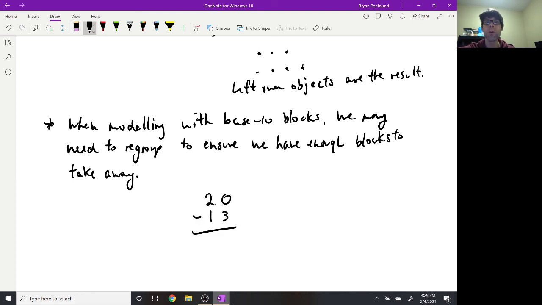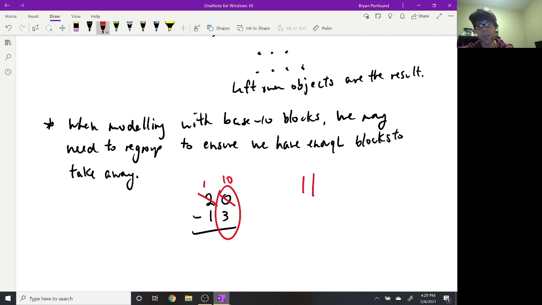If I actually want to go through the algorithm to do 20 take away 13, what we usually do is look at this first column and we go, okay, well, 20 is just 2 rods. But I don't have enough units to be able to take away 3 units. So we would normally go through this borrowing step, where we break down one of these larger base 10 blocks into smaller base 10 blocks, and now that we have 10 units, we have the capacity to take 3 of them away.